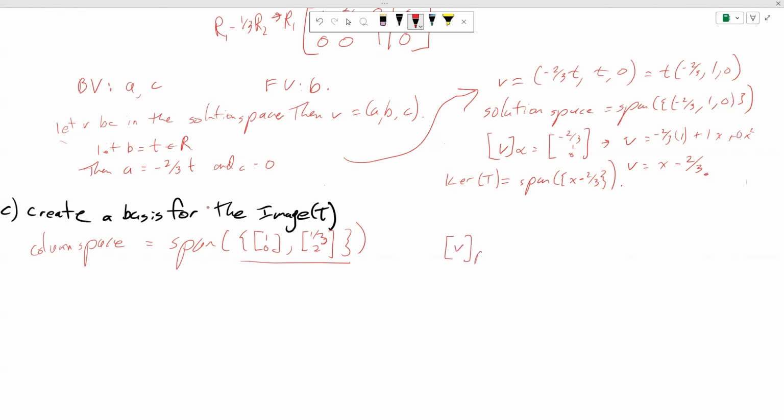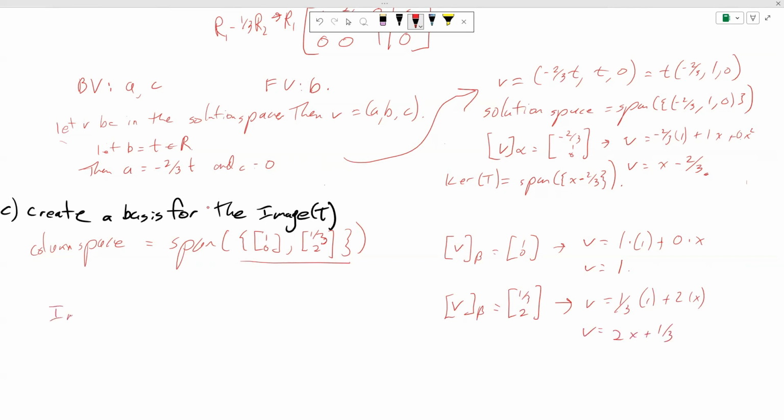So V beta equals 1, 0 implies that V equals 1 times 1 plus 0 times x. So V equals 1. And if V beta is our second vector, 1/3, 2, this implies that V equals 1/3 times 1 plus 2 times x. So V equals 2x plus 1/3. So my image of T equals the span of the set of vectors 1, 2x plus 1/3.